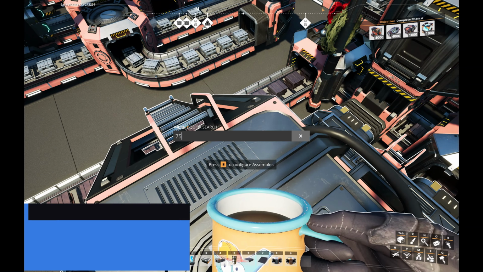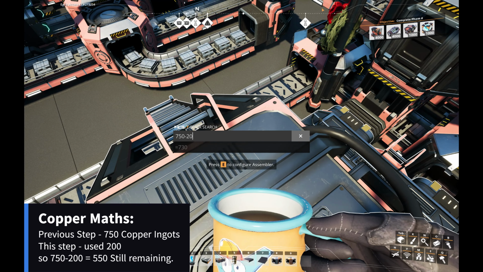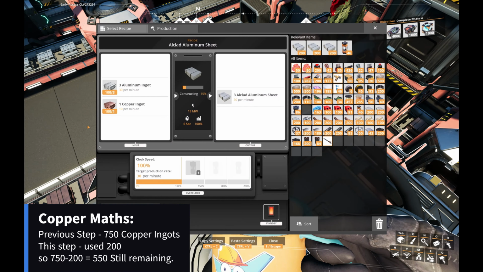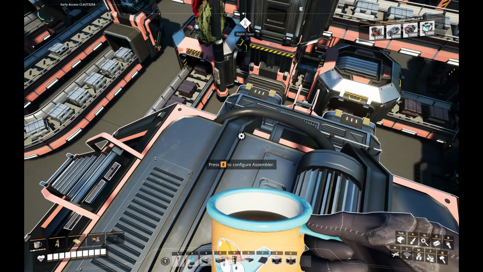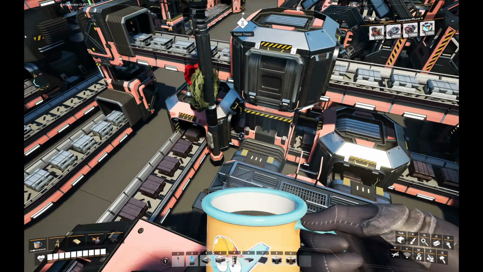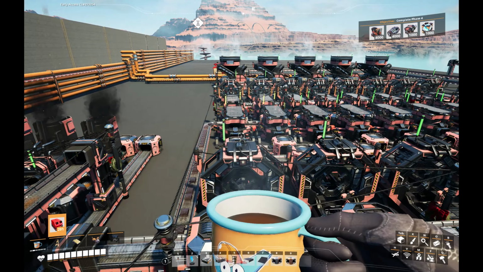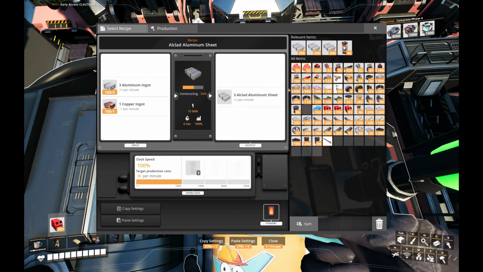To check on copper, we are making 750 copper ingots from the previous step. Since this step takes 200, we still have 550 copper ingots left. These ingots will be used in the next step, which we will discuss.